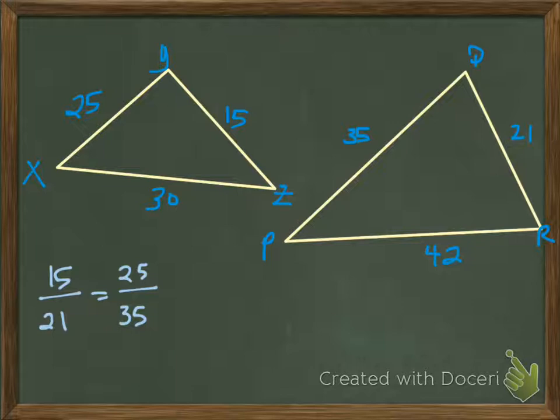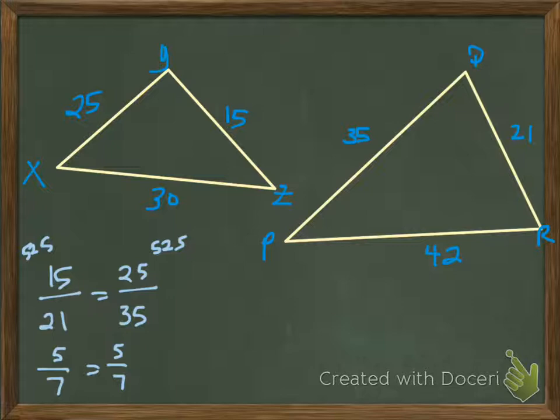So if I cross multiply, I have 15 times 35, and that gives me 525. And then 21 times 25 gives me 525. The other way I could do this is I could simply reduce 15 over 21. If I reduce that by 3, I get 5 over 7. 25 over 35, if I reduce that to its simplest form, I can reduce by 5, and I get 5 over 7. So that also proves that those two sides are similar.